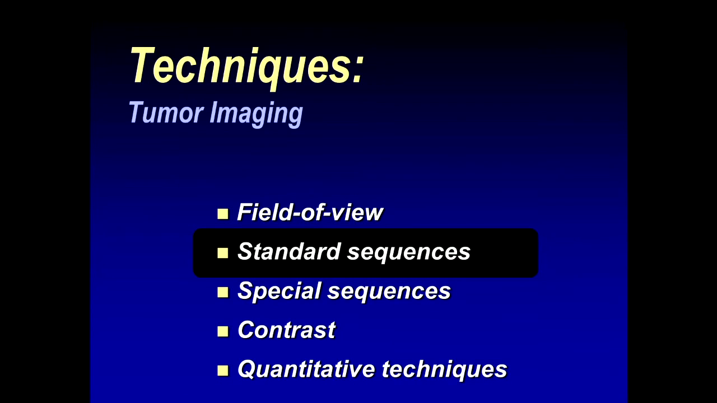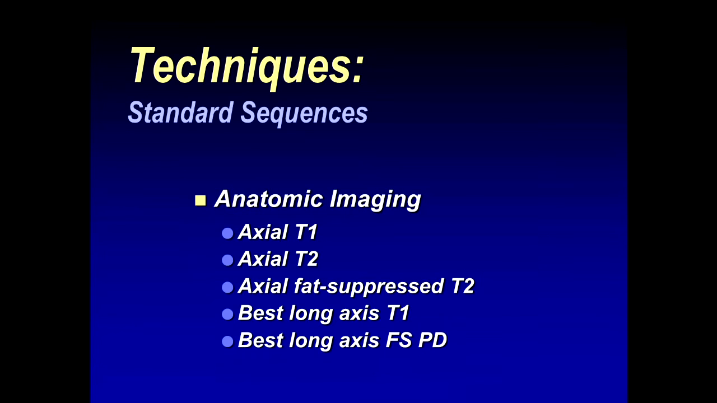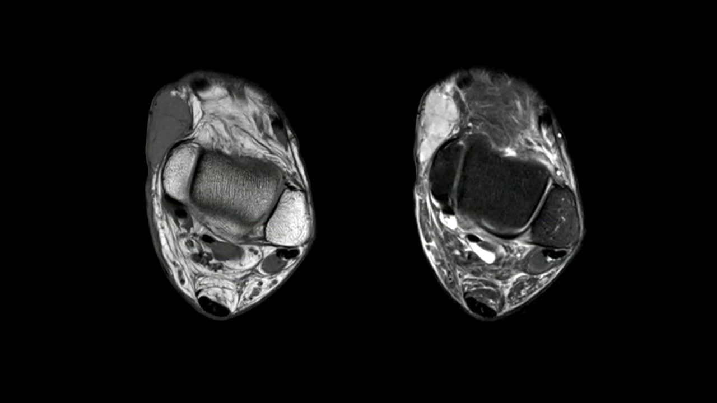Now, there are certain standard sequences that we like to use, and these are the ones that I typically will use. I like to get good anatomic imaging, typically with axial T1 and T2 weighted images, and I still like to use non-fat suppressed T2 weighted images, and we'll talk about that in a moment, as well as, of course, fat suppressed images and the best long axis imaging, either with a PD FAT-SAT or a STIR, depending upon the fat saturation as required. And here we have a patient with a lesion in the subcutaneous tissue of the ankle.